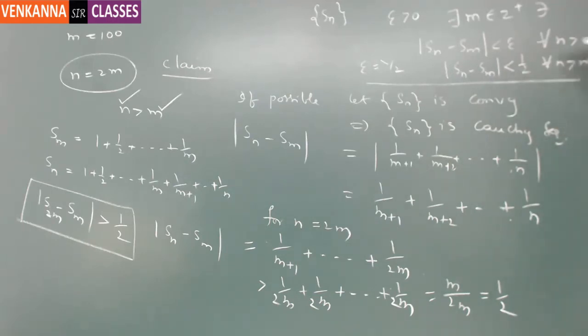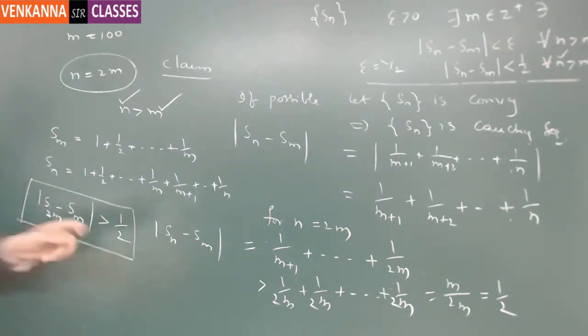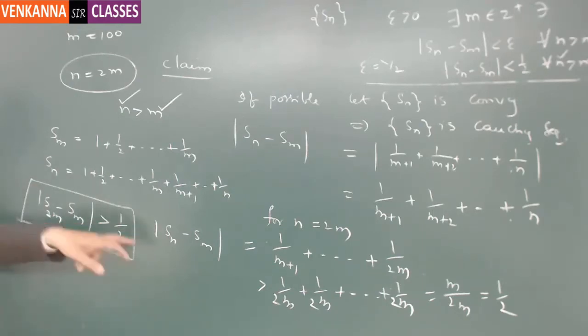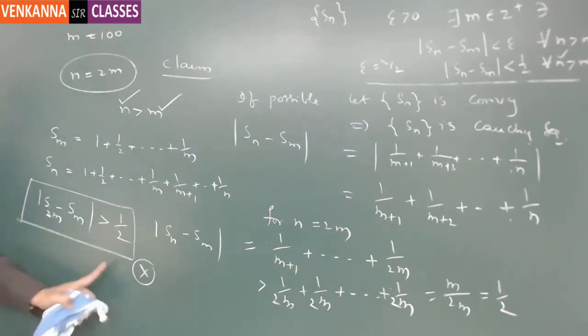It means that you can take n as any term number. If you calculate the difference between these two, it must be less than 1 by 2. That is mandatory because you have taken that Sn is a Cauchy sequence. But what is happening here? For epsilon equal to 1 by 2, you have identified a term number 2m, which is bigger than m. The difference between these two is becoming more than epsilon. So it is not a Cauchy sequence, which is a contradiction.